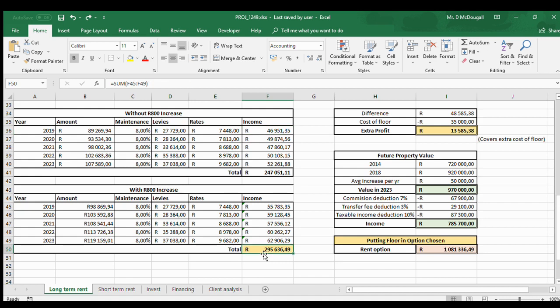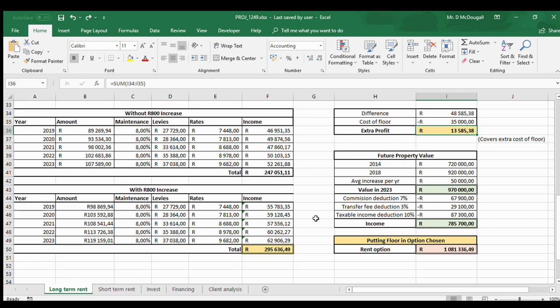The difference between the two was calculated to see if there was a major difference, and there was quite a significant difference. It actually proved that the 35,000 Rand floor laying expense was covered, which means that the with 800 Rand increase would be the better option, as it gave more profit.